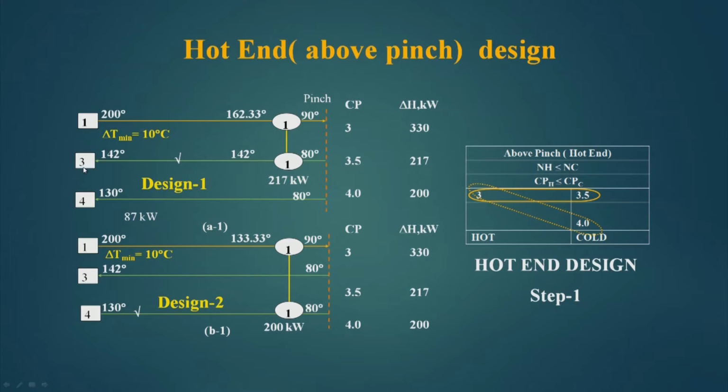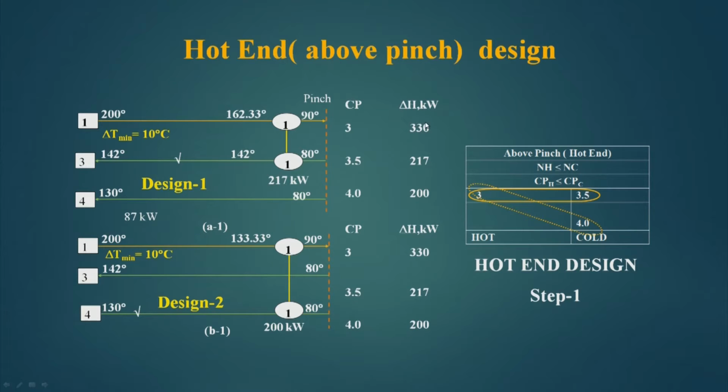Similarly, hot stream 3 at 140 degree centigrade, when it comes to the pinch, this cold stream starts from the pinch at 80 degree centigrade and reaches 142 degree centigrade. This is a cold stream, and the temperature difference here is 90 minus 80, meaning 10 degree centigrade. There is another cold stream which starts at 80 degree centigrade from the pinch and goes up to 130 degree centigrade.